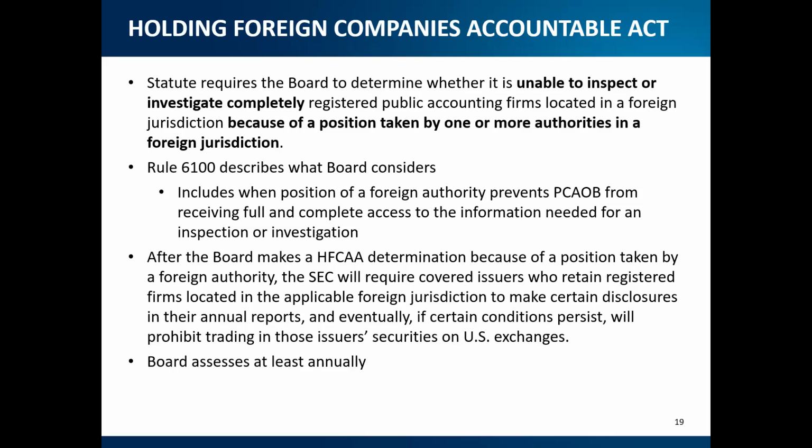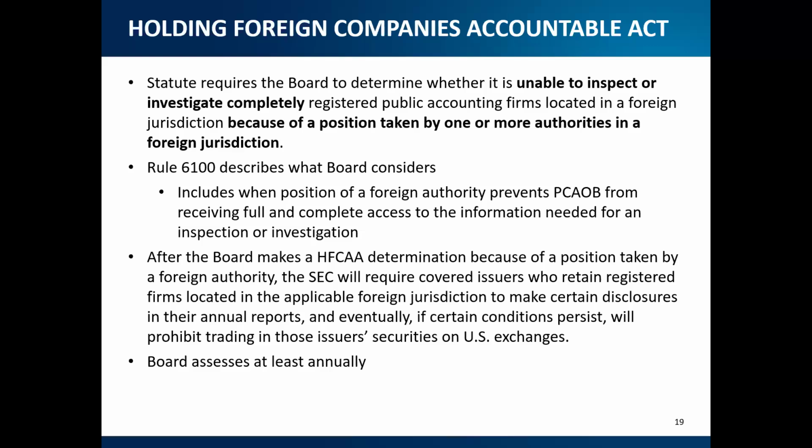If the board makes a determination under the HFCAA that it is unable to inspect or investigate completely because of a position taken by a foreign authority, the SEC will require covered issuers who retain registered firms located in the applicable foreign jurisdiction to make certain disclosures in their annual reports. And eventually, if certain conditions persist, the SEC will prohibit trading in those issuer securities on U.S. exchanges. PCAOB Rule 6100 implements the HFCAA and sets forth, among other things, the factors used by the board in making this determination.